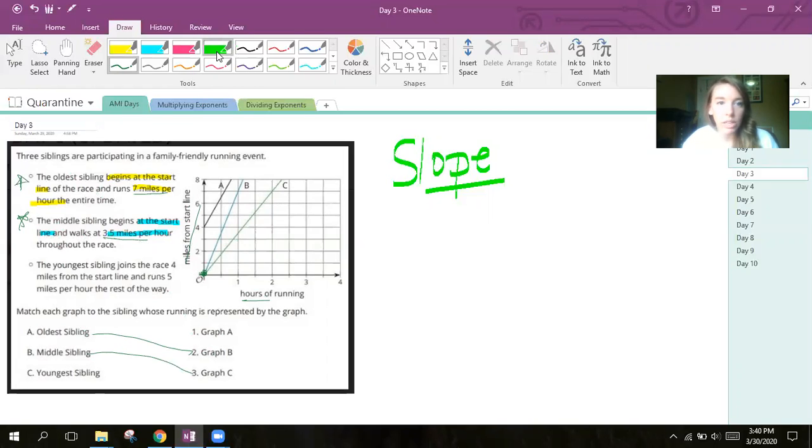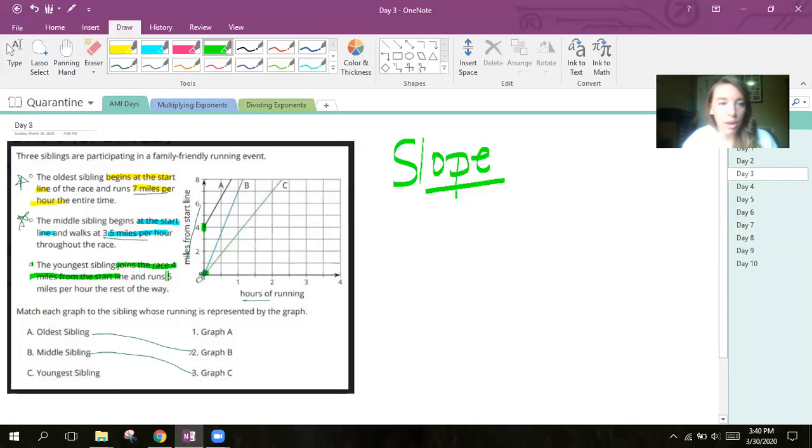And then the last one, we obviously know which one it's going to be, but let's talk about it and see why it is that. The youngest sibling joins the race 4 miles from the starting line. So unlike B and C, they don't start at 0. They start at 4 miles from the starting line. Okay, so they don't start at the beginning. So it makes sense that that line starts at the 4 on our y-axis.